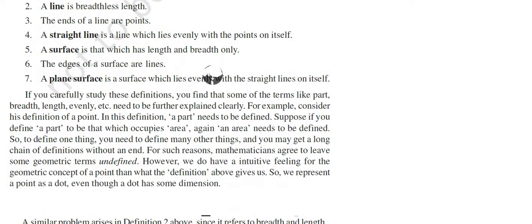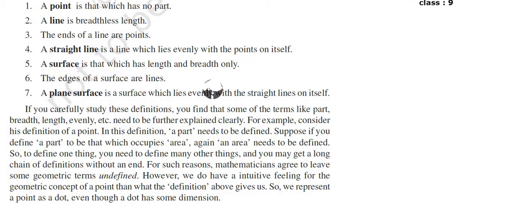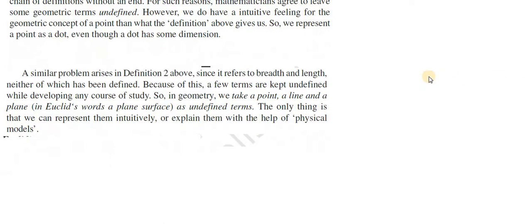What is definition 2? Definition 2 is: a line is a breadthless length. While defining this also, they found difficulties. Because of this, a few terms are kept undefined while developing any course of study. So in geometry, we take a point, a line, and a plane, in Euclid's words a plane surface, as undefined terms.